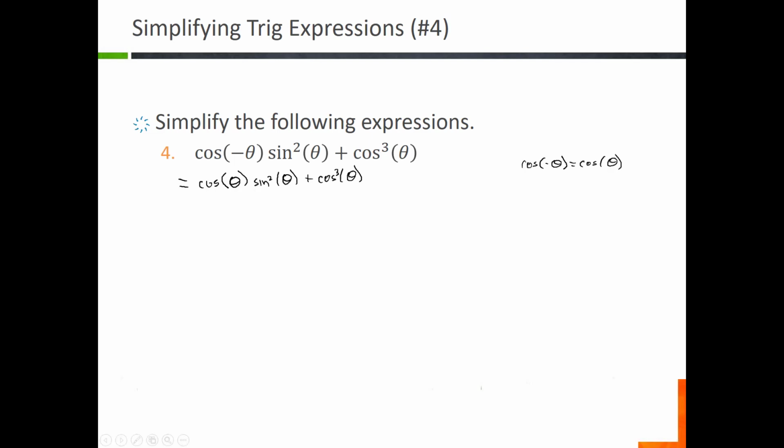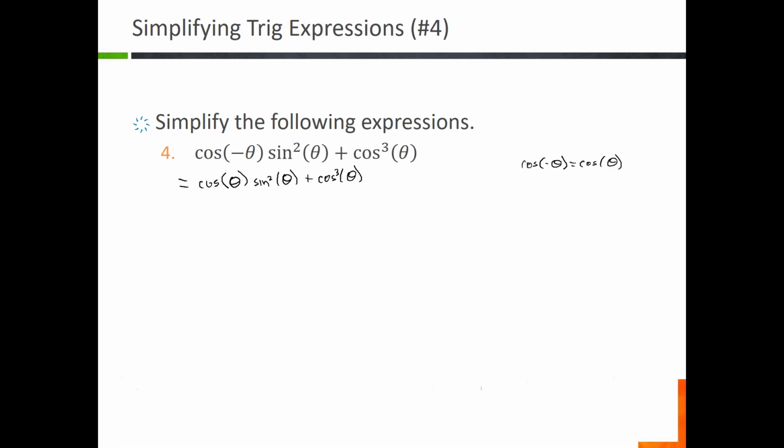Now, let's see if we can do, there's really no identities we can do, not yet anyway. We do have a sine squared, but I don't have a cosine squared to go with it. We could go ahead and make a substitution here if we want, and that would be slightly different than what I'm going to do here. I'm going to do some algebra first though.